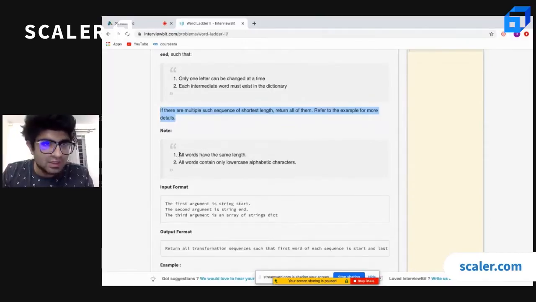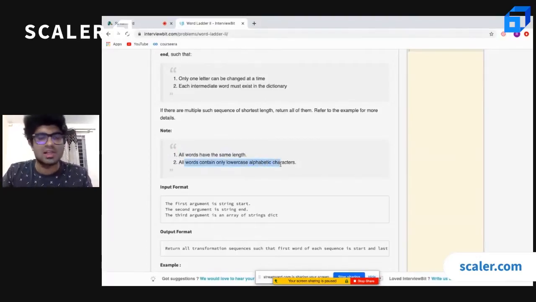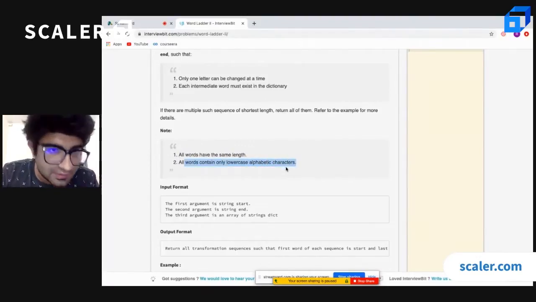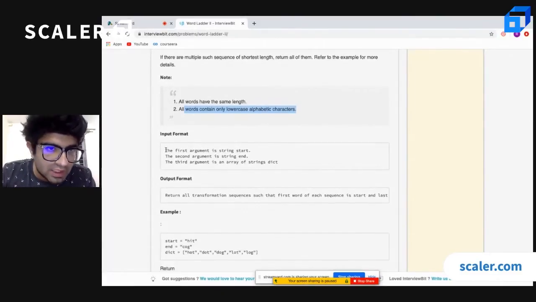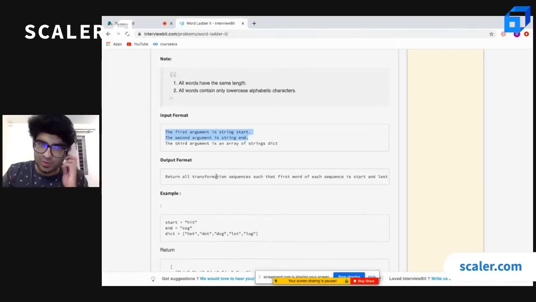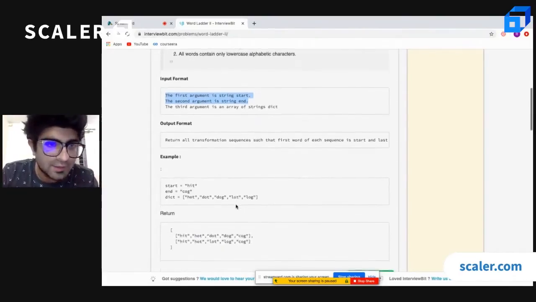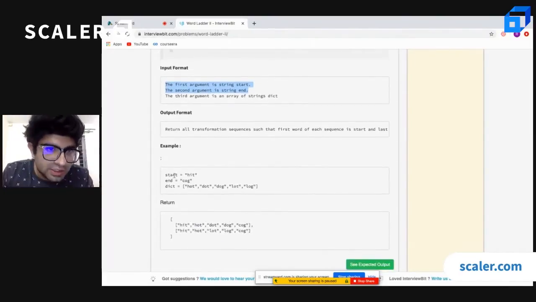We have been given constraints that all words must have the same length, and all words contain only lowercase alphabetical characters. Nice. So these are the constraints. And what is the input format? The arguments are start and end, and we have been given a dictionary as well. We need to return all the possible transformation sequences. Fine. Okay, now let's think of an example.